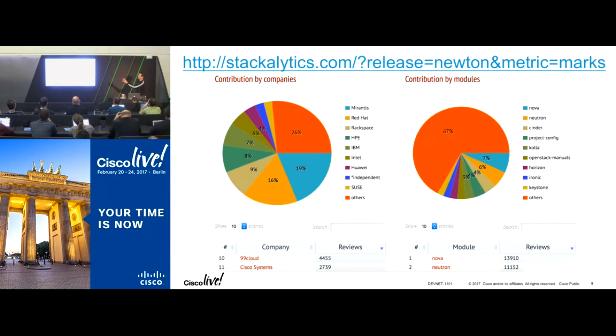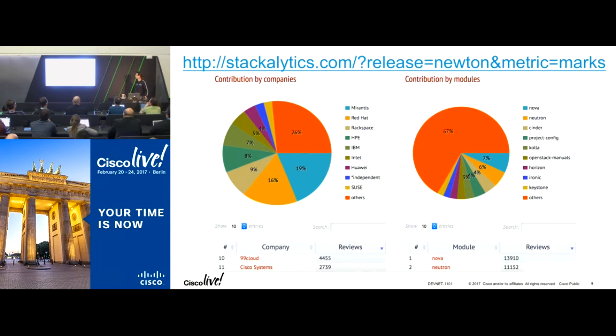If you look at the left-hand side, this is contributions by company. And what you'll see is the largest one, that 26%, is actually from others, because it's a bunch of small contributions from various companies. The largest contributor, this is just for the Newton release, was Mirantis. You can see them coming in at 19%, Red Hat at 16%, and then a bunch of others contributing significantly as well. So you see a good mix of contribution coming from a bunch of different companies, which is really good to see.